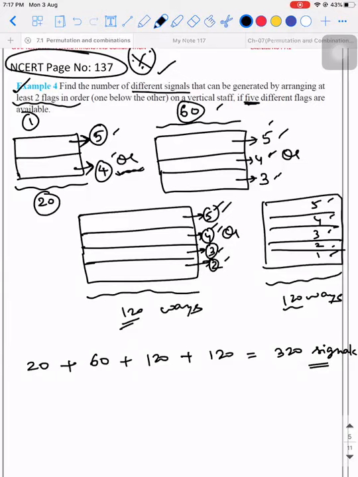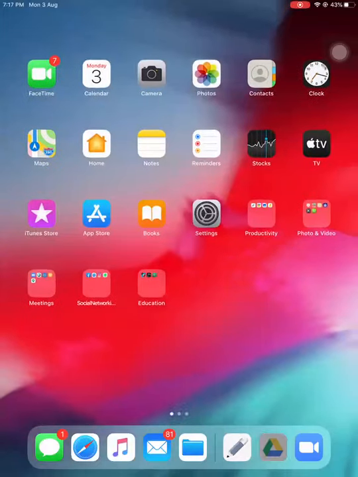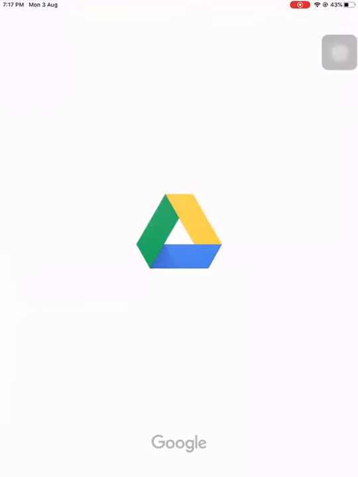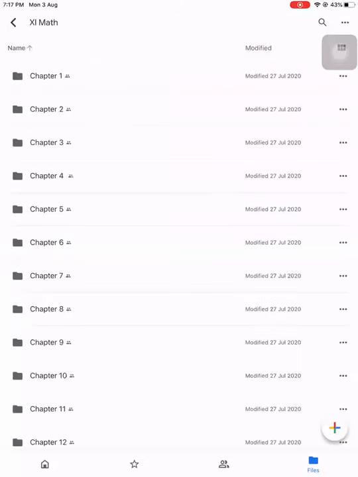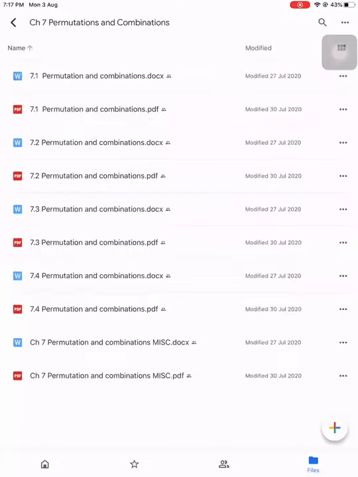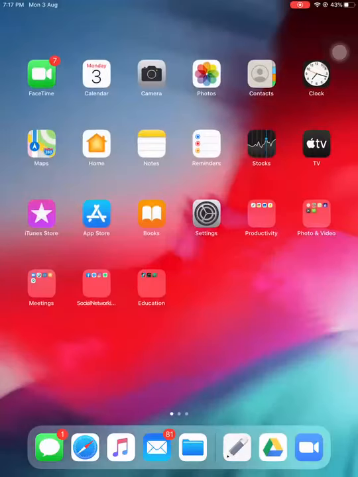So first one can be filled in 5 available colors. Second one can be filled in 4 available. Why 4? Because out of the 5, I would have used 1 in the above one. So that is why it is 320 signals. Shall we move on to the exercise? Yes, sir.